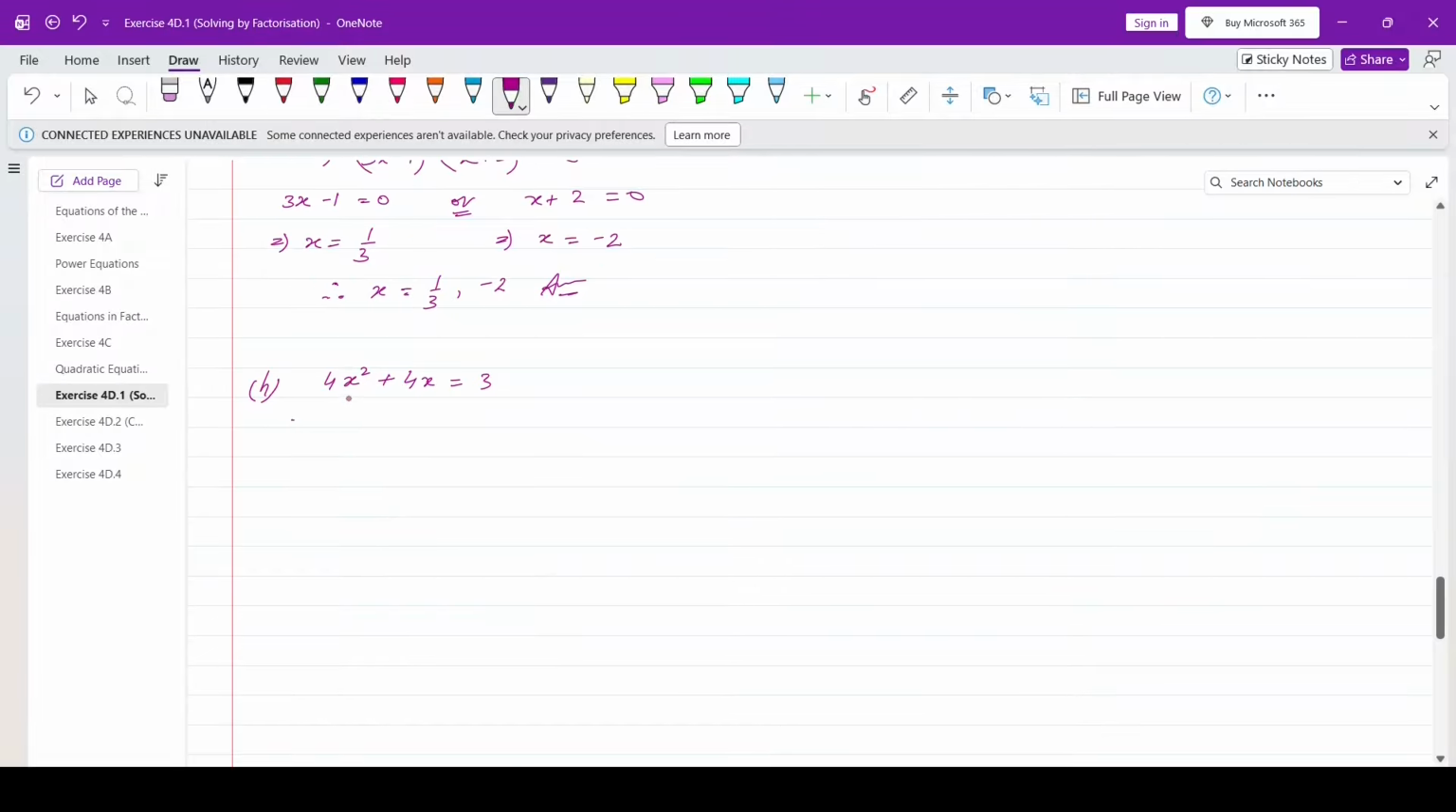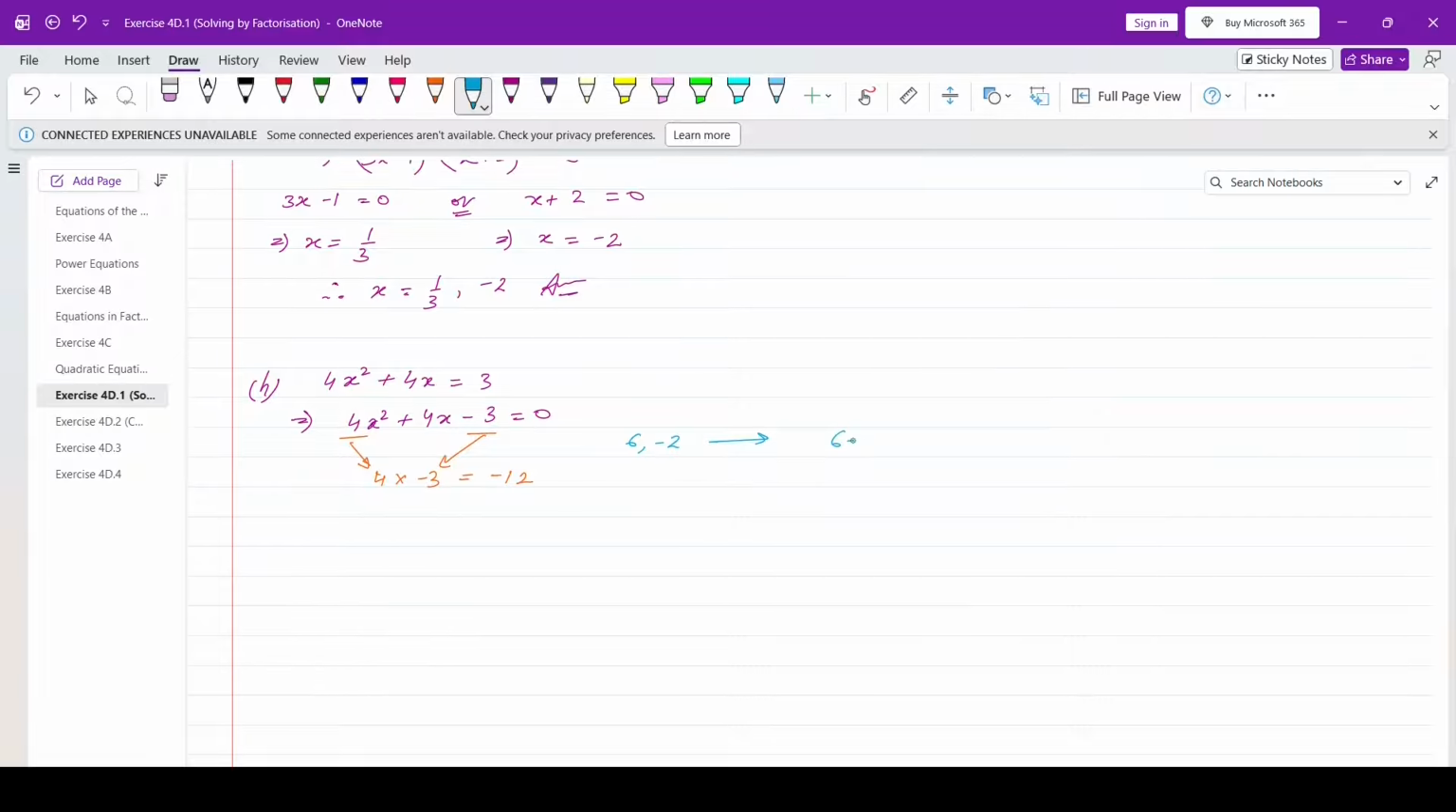H. 4x square plus 4x is equal to 3. So let's solve. 4x square plus 4x minus 3 is equal to 0. Now 4 times negative 3 is equal to negative 12. Now two numbers such that the summation is 4 and product is negative 12 is 6 and negative 2.